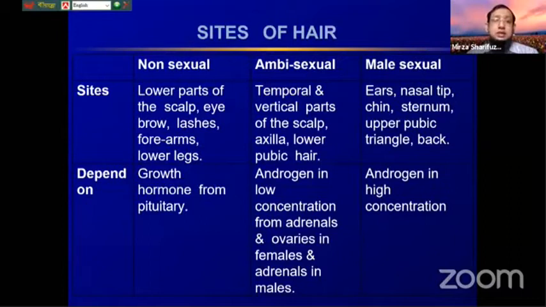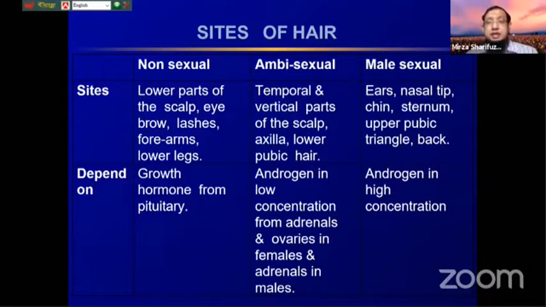So you see here, the lower parts of the scalp, eyebrow, lashes, and forearm hair appear in both sexes from early childhood or infancy. These are the normal non-sexual hair growth, and it has no androgen dependency. That is, it's caused by growth hormone from the pituitary gland.